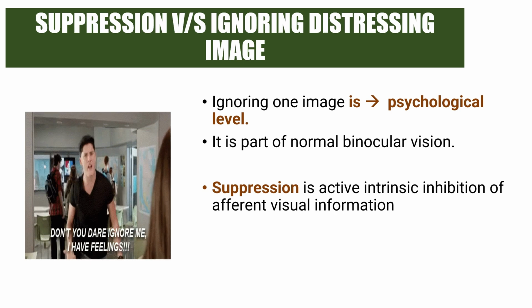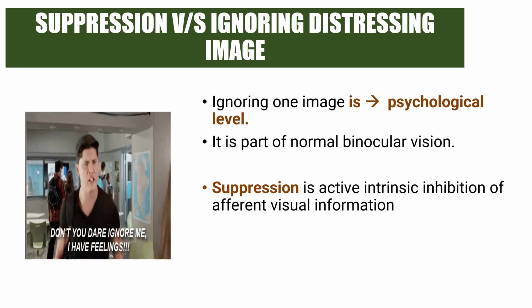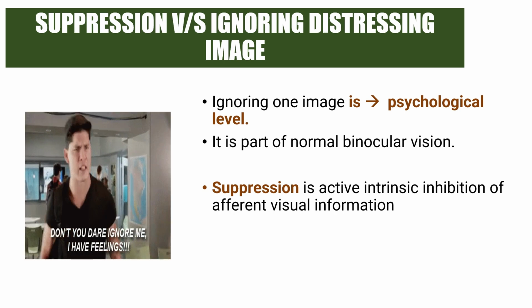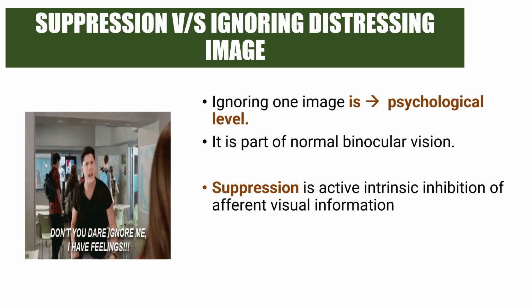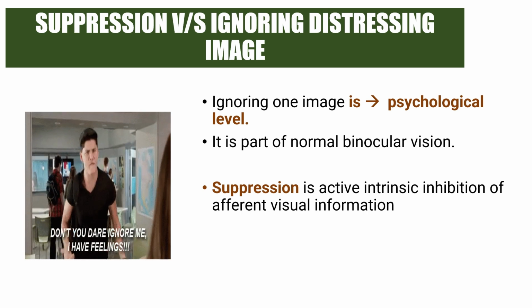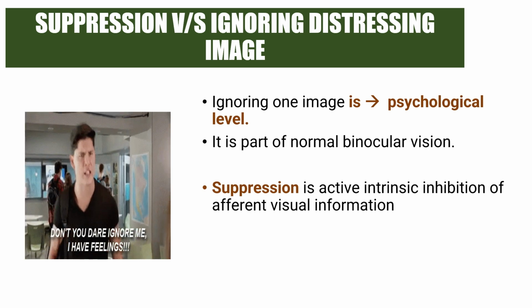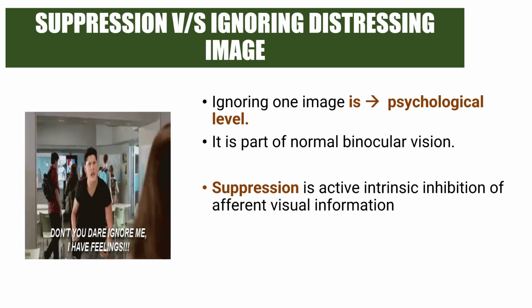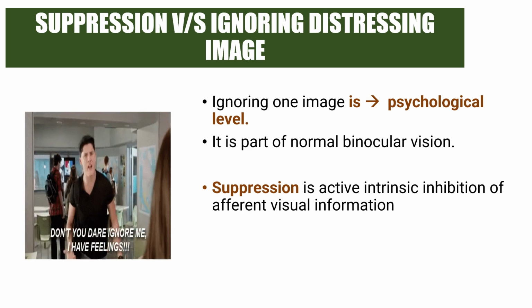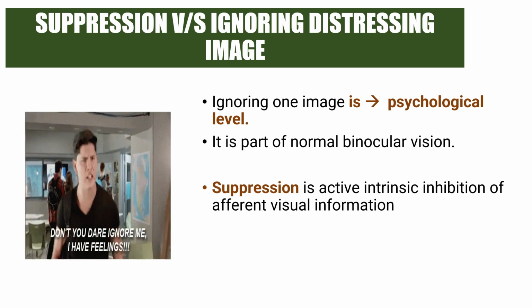Now, here it will be a very important point to differentiate between suppression and voluntarily ignoring a distressing image. This actually happens in physiological diplopia. In our previous video, we talked about how you experience physiological diplopia, and that is based on the concept of Panum's fusional area and horopter. Basically, over there we are psychologically ignoring one distressing image, right? So ignoring the image is totally different from suppression. When you're ignoring the image, it is happening psychologically and it is a normal part of binocular vision. However, suppression is an active intrinsic inhibition of the afferent visual information. So I hope that is clear.